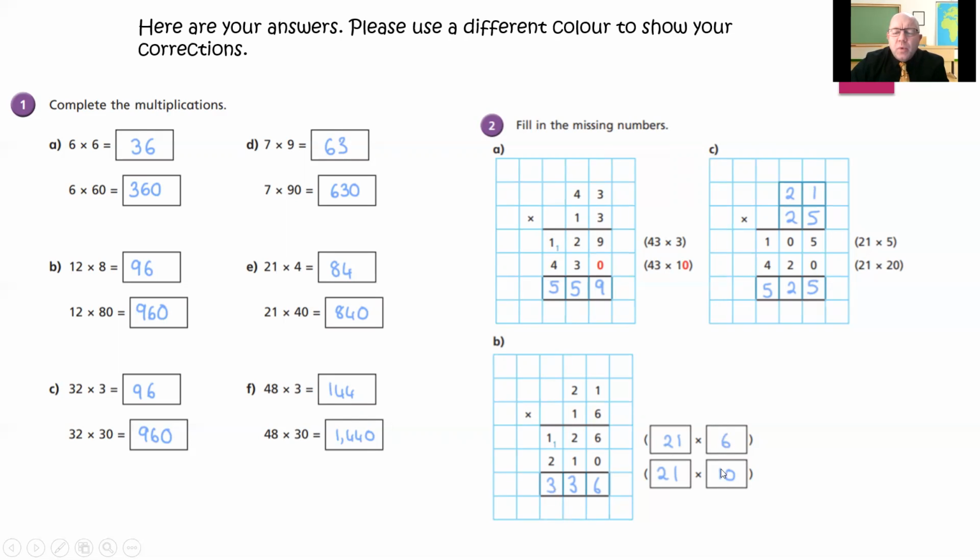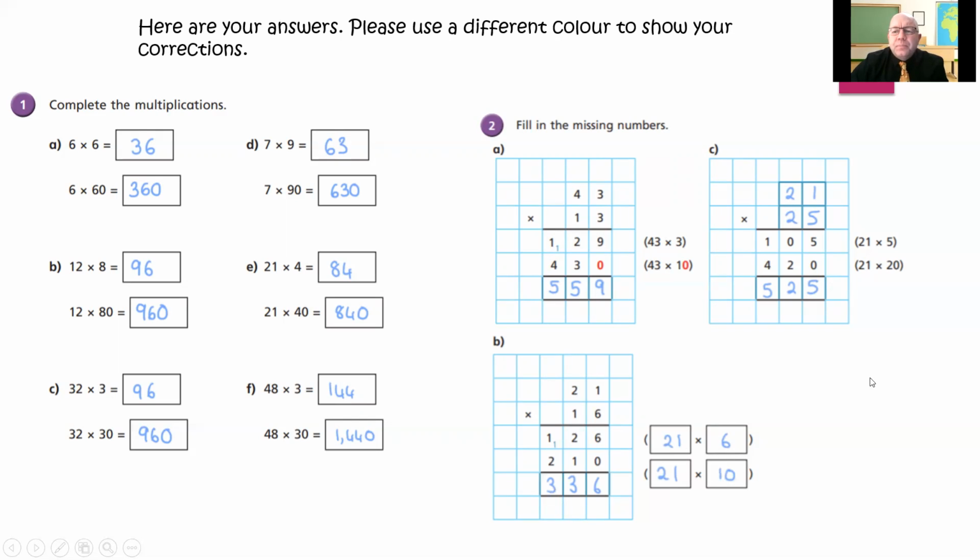But you also were asked to show what each of these two answers represented. So the first one is showing us the 6 times the 21. And the second one is showing us the 10 times 21. Make sure you've written 10 there and not 1. Remember, it is a 10.